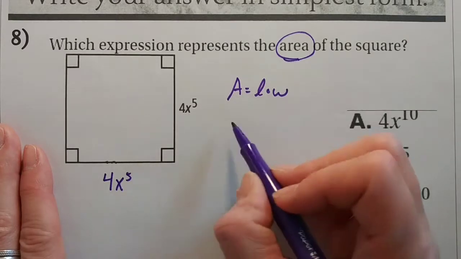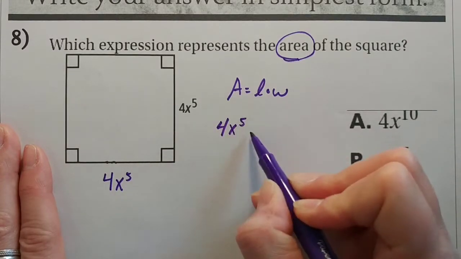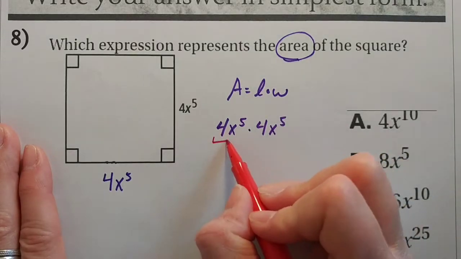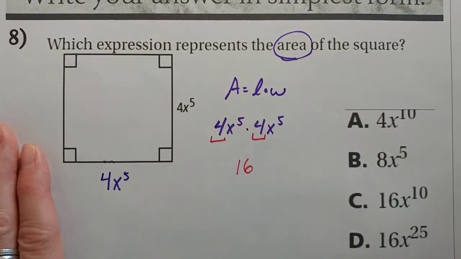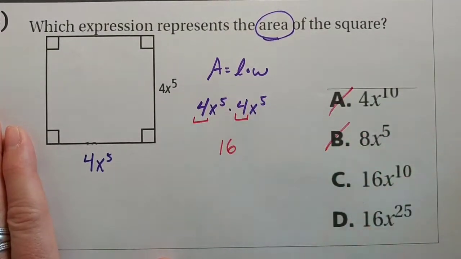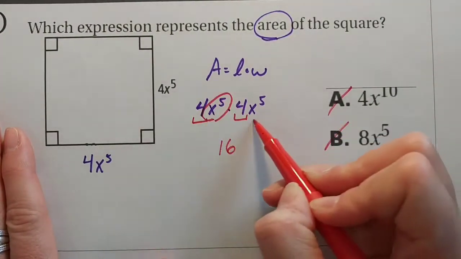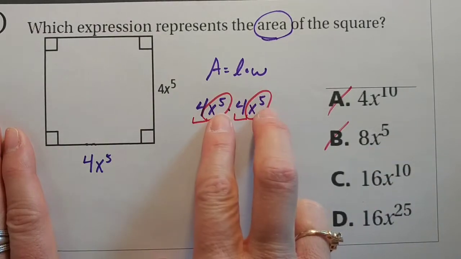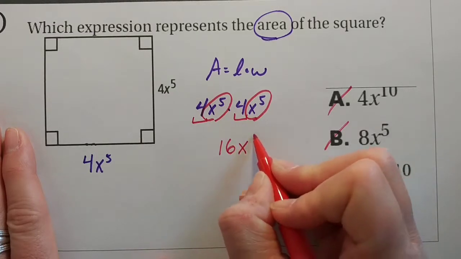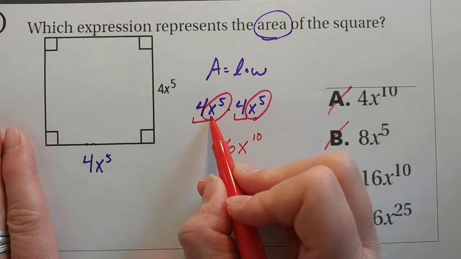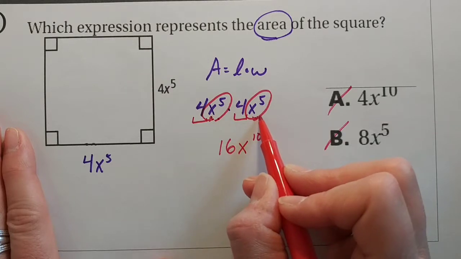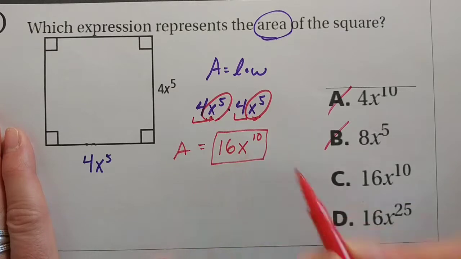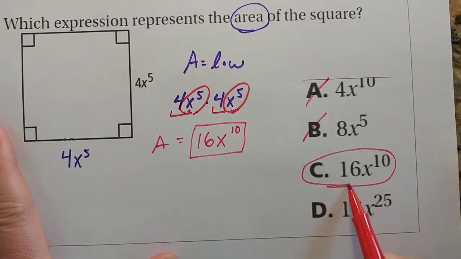All right, so if I multiply these together, I have 4x to the 5th times 4x to the 5th. I know that I can take 4 times 4 and get 16. So it can't be A or B. Now, x to the 5th times x to the 5th. Remember, when I multiply powers with the same base, I add the exponents. So this would be x to the 10th. If I expanded this out, this would be 5 x's, and this would be 5 x's, making 10. So the area is 16x to the 10th. Did you get it right? I hope so.